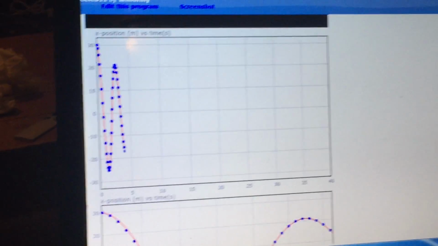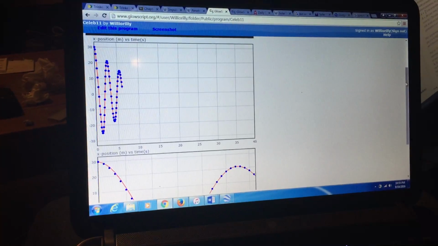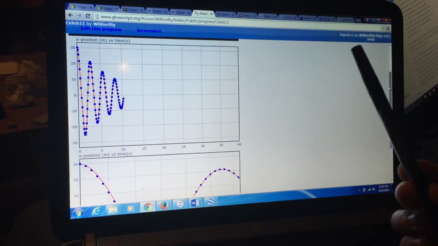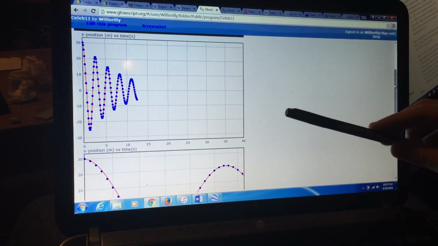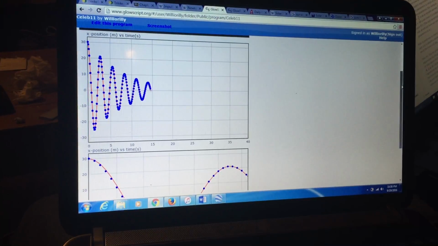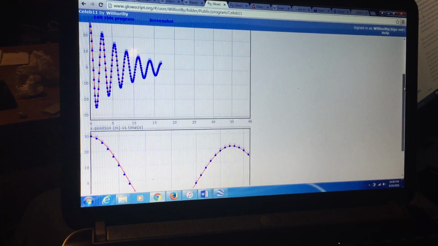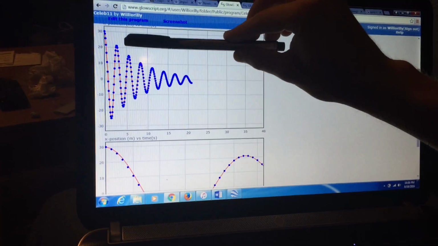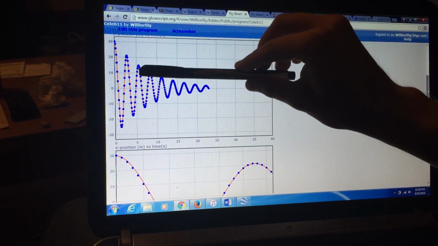So when we run this simulation, we see that the computational model and the analytical model are on top of each other. If we were to change the dampening coefficient, these amplitudes would get smaller faster.